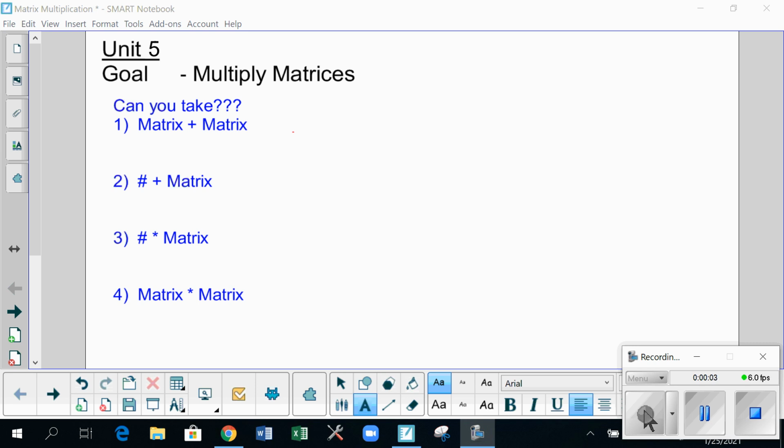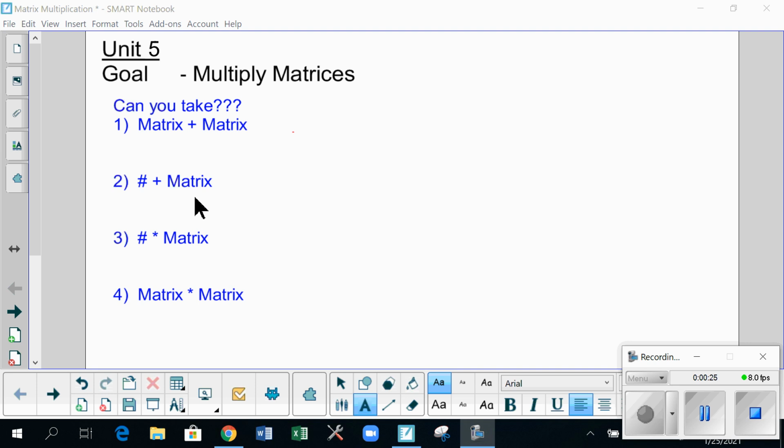Welcome, students. Today's lesson, we want to be able to multiply matrices. We want to be able to multiply two matrices by each other. And before we jump into this, I'd like you to look at each of these questions and answer yes or no. Are you allowed to take a matrix plus a matrix? Is that allowed? Yes or no? And you can answer these in your head or jot down the answers.